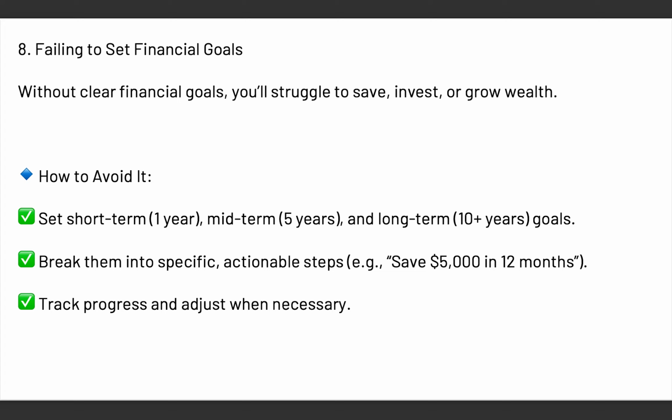Now, the next way to avoid this is to break them into specific actionable steps. That is, break those goals into specific actionable steps. So for example, let's say you want to save $5,000 in 12 months. What you just need to do is break down this $5,000 into 12 and save that amount you get every month. And in 12 months, you will have $5,000. So that way, you are breaking that goal into specific actionable steps.